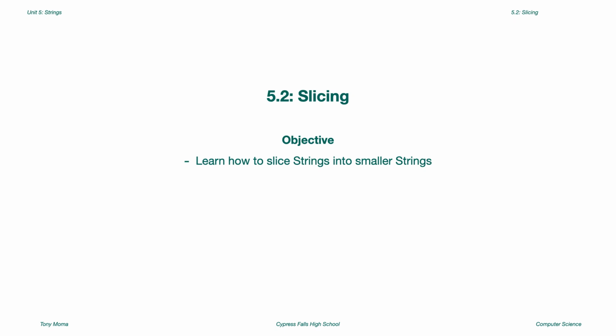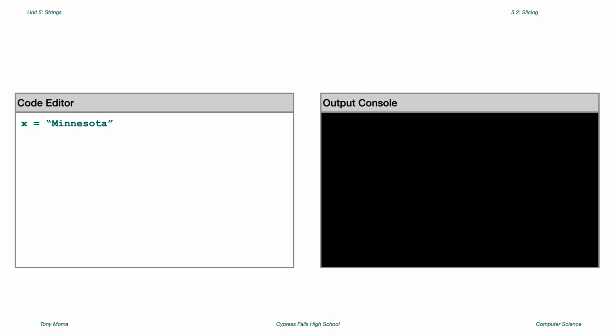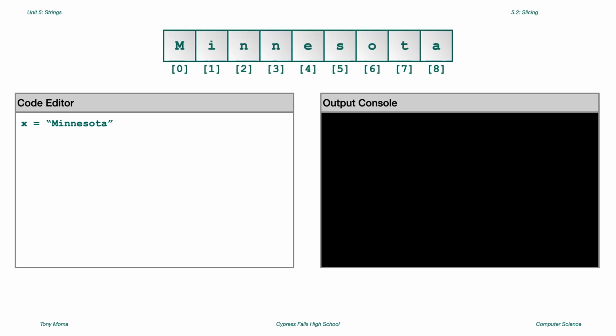Slicing. In this video, we will learn how to slice strings into smaller strings. In the previous video, we learned about indexing and how we need to use indexes to extract individual characters from the string. For example, suppose I declare a variable named x and set it equal to Minnesota. And now suppose I want to extract the second character in that string so that I can print it out. In that case, I will need to type 1 as my index, since 1 is the index of the second character in the string. When I execute that, I'll get lowercase i as my output.